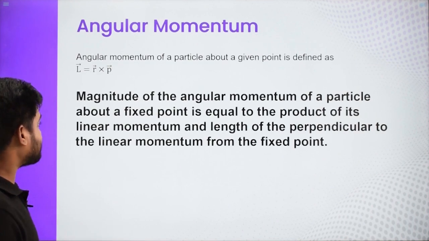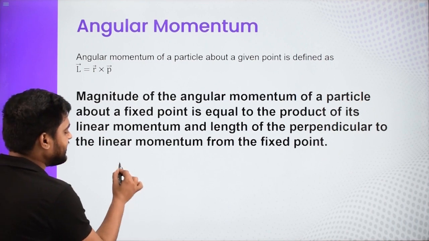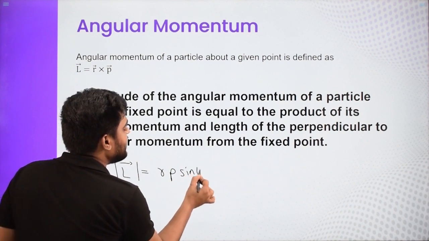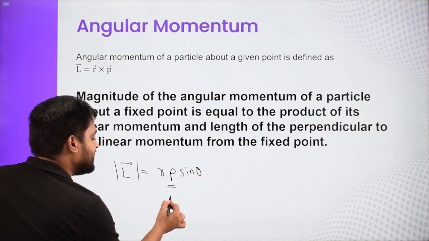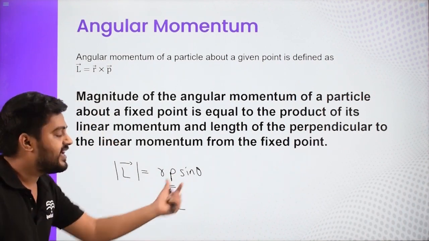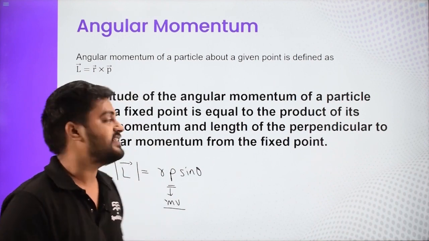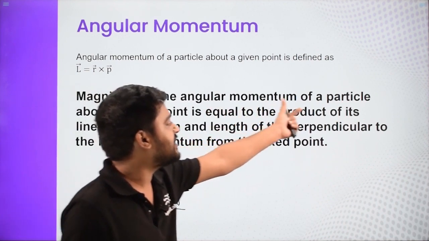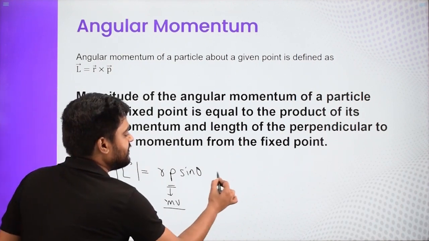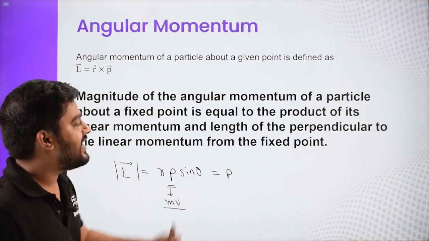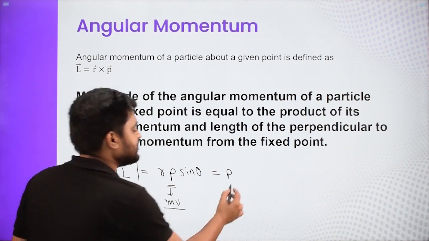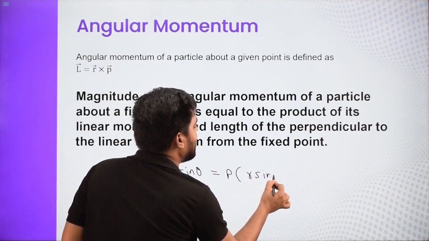If we just talk about the magnitude of angular momentum, then this is RP sine theta. Here again, this is my linear momentum. Linear momentum is nothing but m times v vector, so I'm just writing the magnitude mv. And R sine theta is like the perpendicular distance. So I will say the magnitude of the angular momentum of a particle about a fixed point is equal to the product of its linear momentum, which is p, and the length of the perpendicular to the linear momentum from the fixed point. That length of perpendicular is nothing but R sine theta.